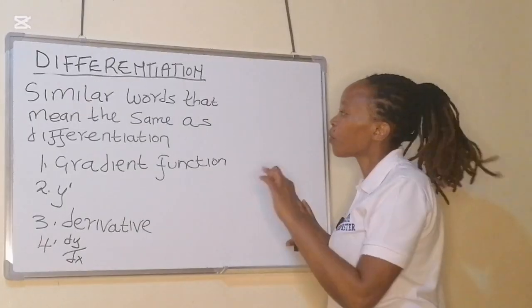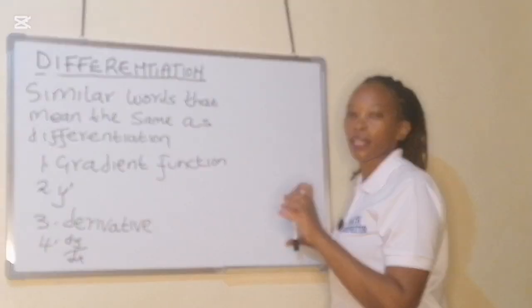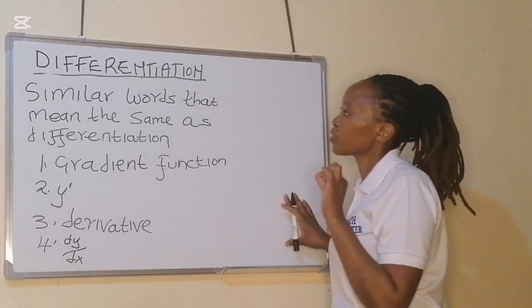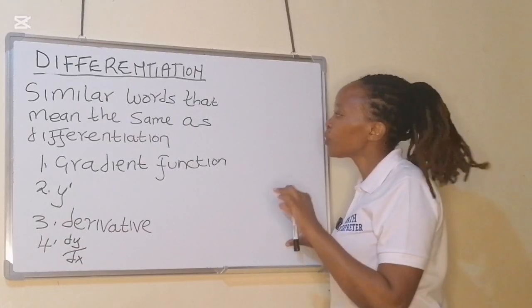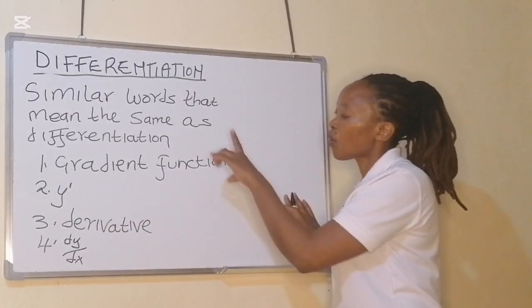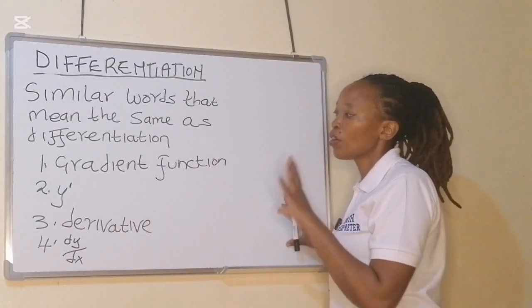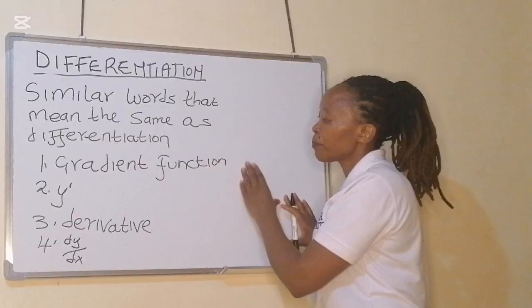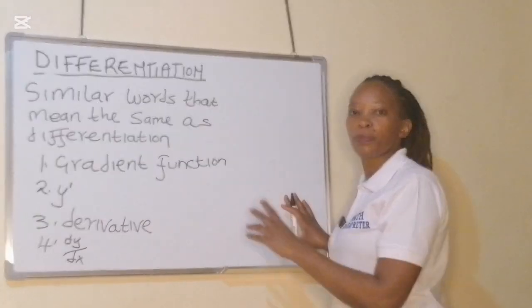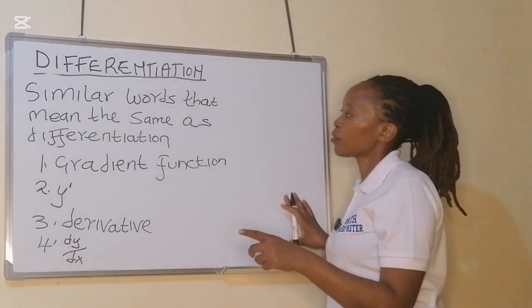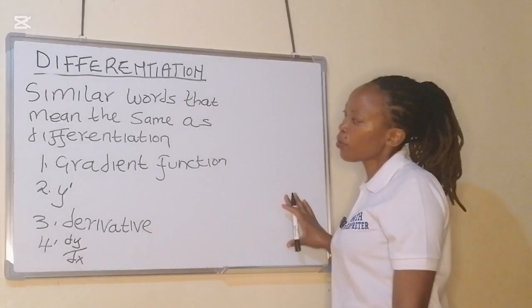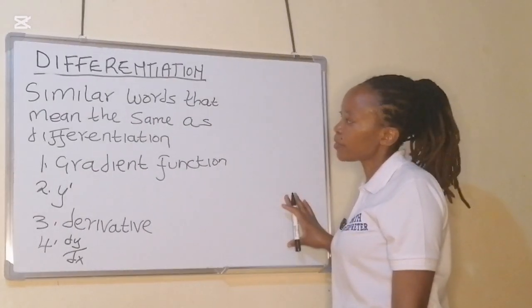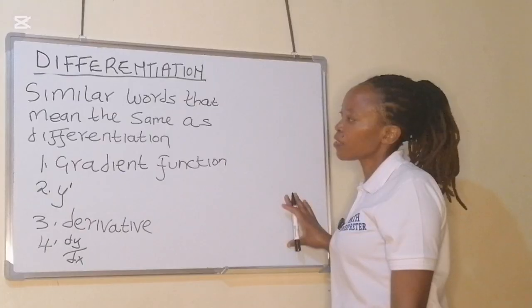I hope now you know all the similar words that mean the same as differentiation. Don't be confused. Before we do any calculation, you need to know all this. You need to know all these four ways that you can be asked and you are expected to do differentiation. All this will give you the same answer. So I hope you have understood the similar words that mean the same as differentiation.